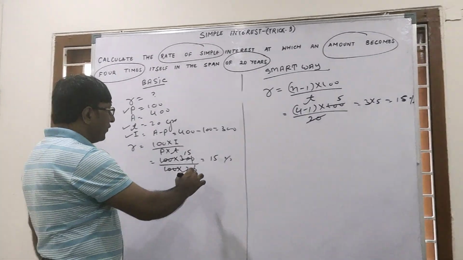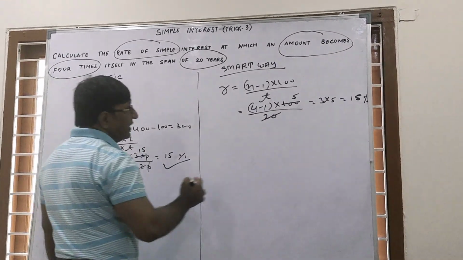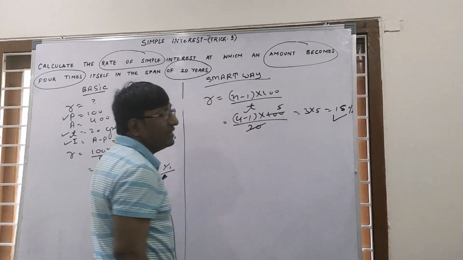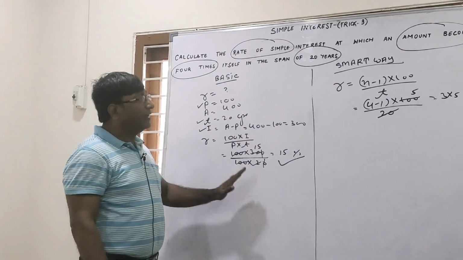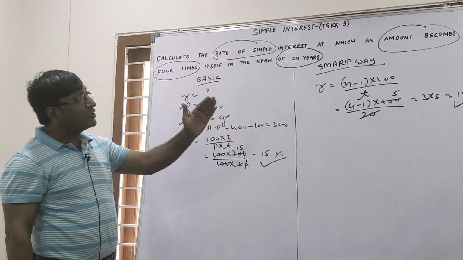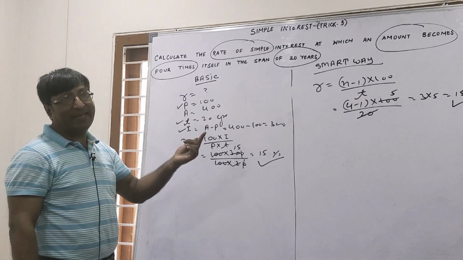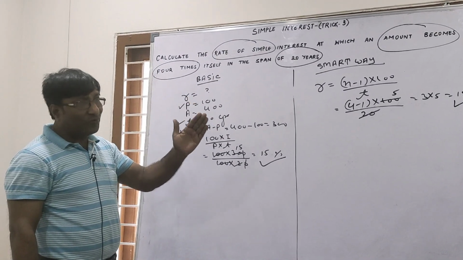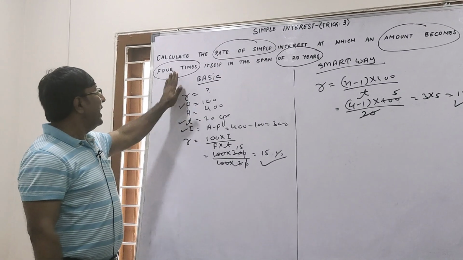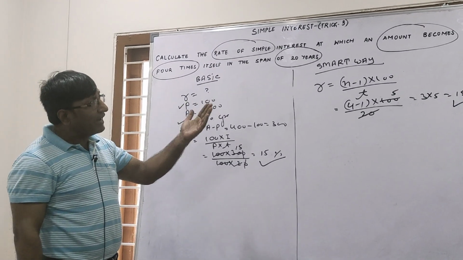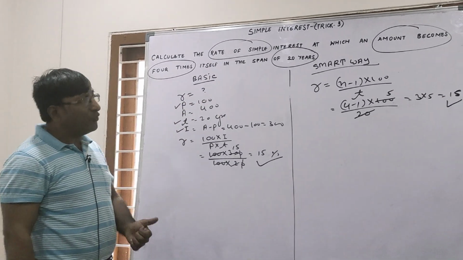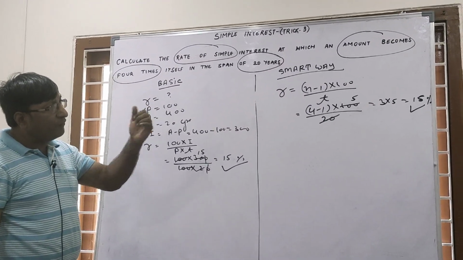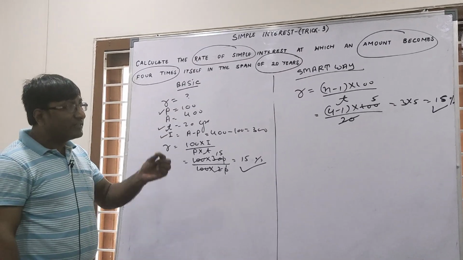Here also 15% is the right answer, and there also 15% is the right answer. But what is the difference? The difference is that in the smart way you know only the technique: (n minus 1) into 100 by t. N is 4, so you can say directly 3 into 100 by 20. 25 is 100, and 15 is your correct answer in a second.